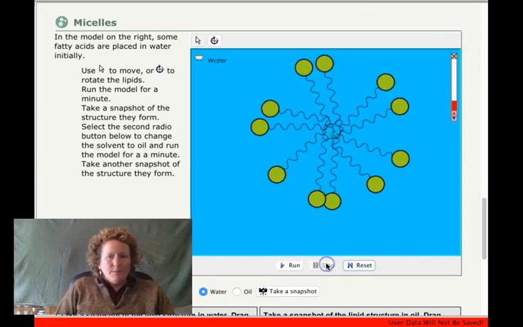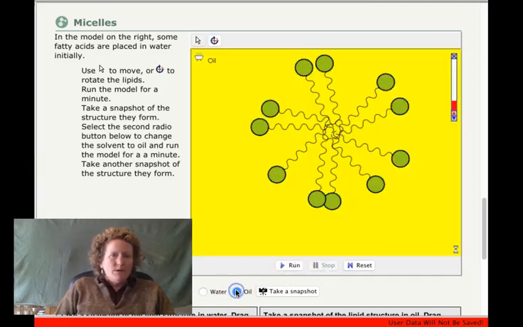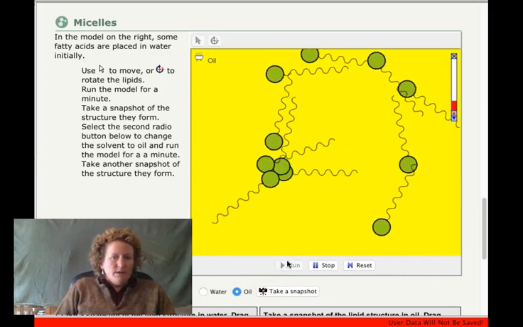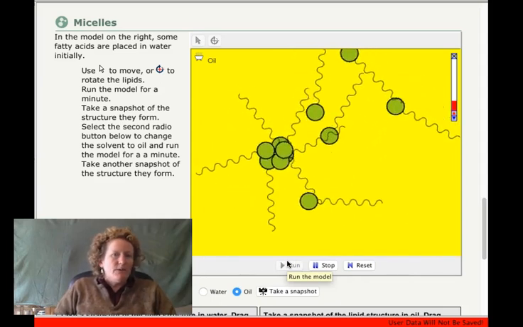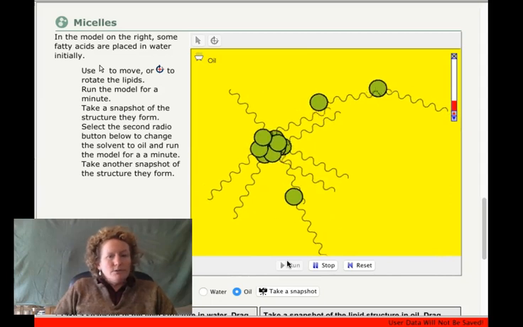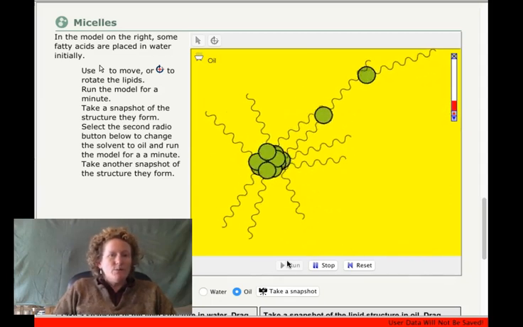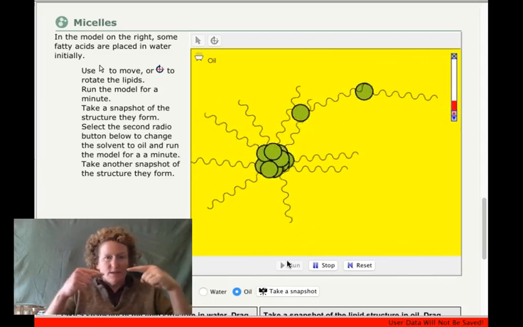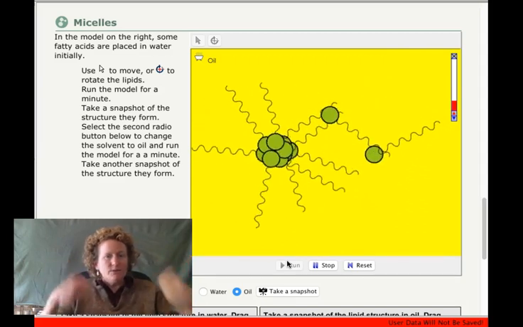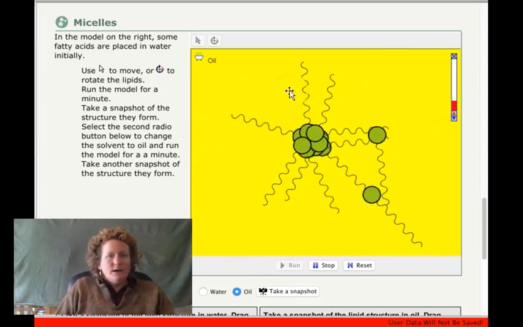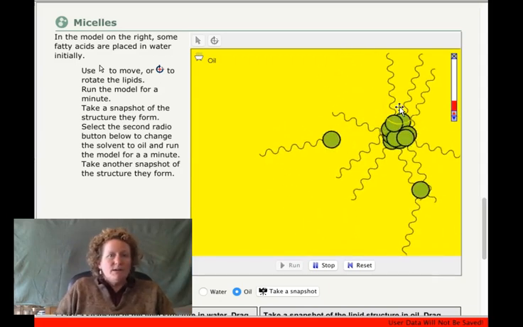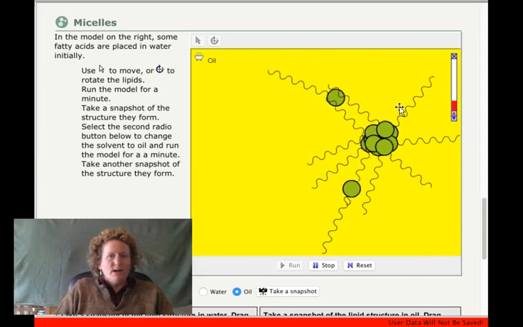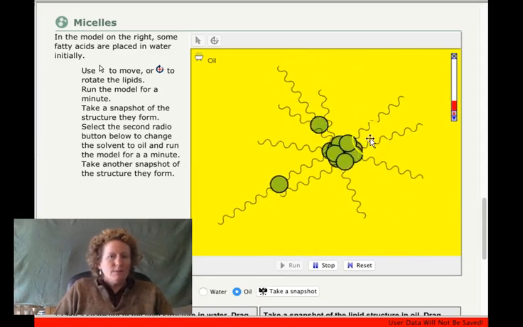Now I'm going to stop this. I'm going to put it in oil. I'm going to change the solvent and we'll see what happens. Things break up and watch the molecules actually flip around. When they're in oil, which is nonpolar, very different from water, the heads face in and the tails face out. The tails now can interact with a like solvent, a nonpolar solvent, and those polar heads are like, get me out of here. I don't want to interact with this nonpolar oil, so they all group up in the middle.